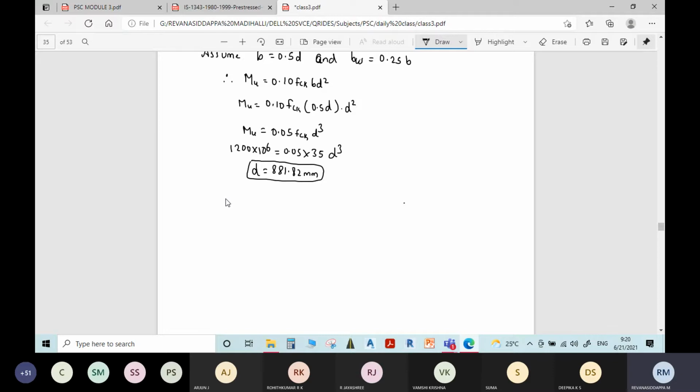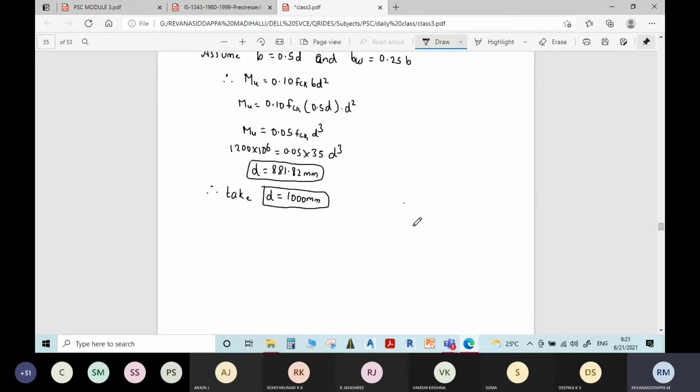So the same exact depth we cannot provide. For practical implementation, it should be a rounded value. What I will do is, I will round it up to 1000 mm. D is equal to 1000 mm. You can take 900 mm as well, but I am taking 1000 mm here. Okay, D is equal to 1000 mm.